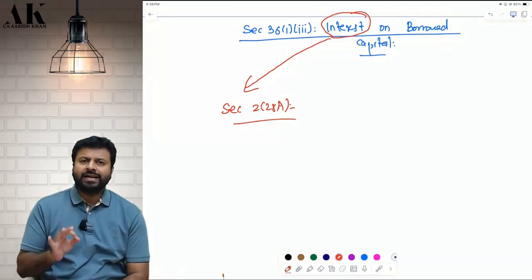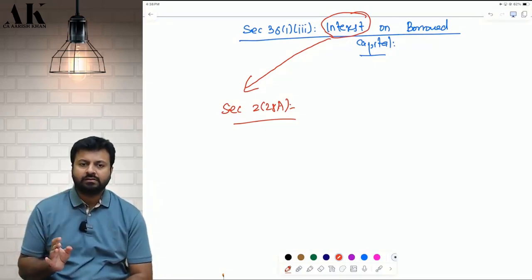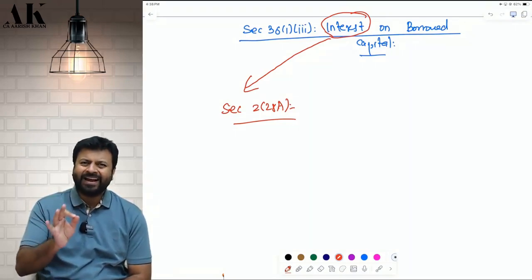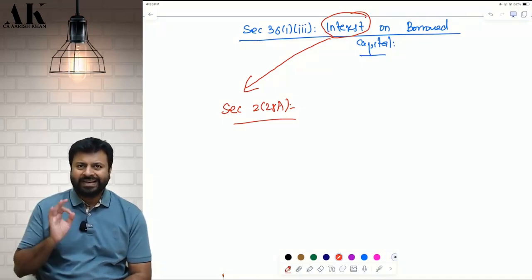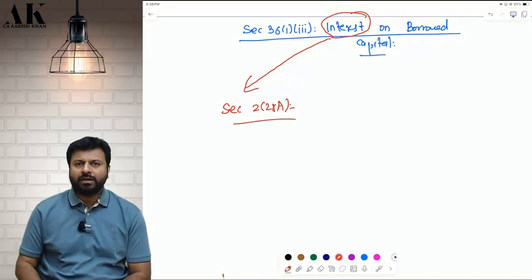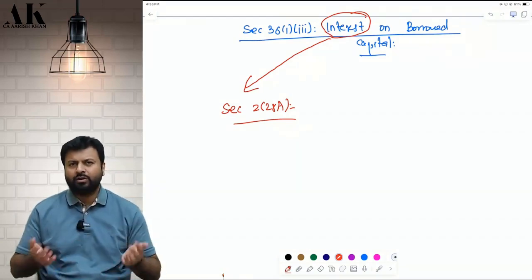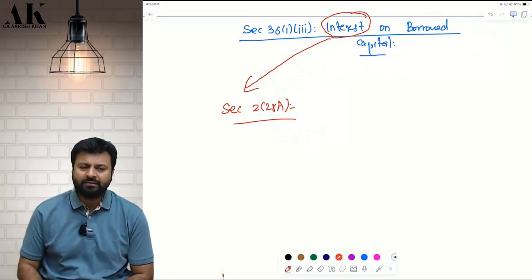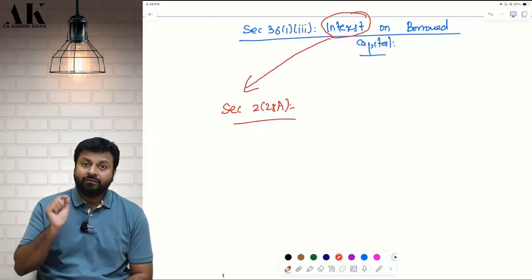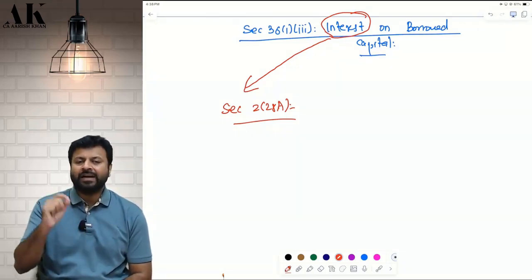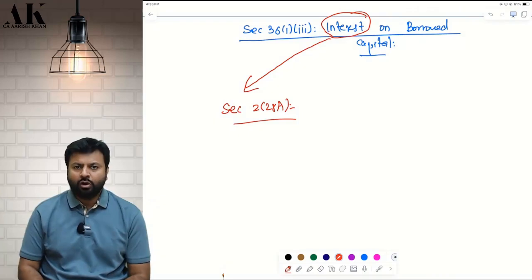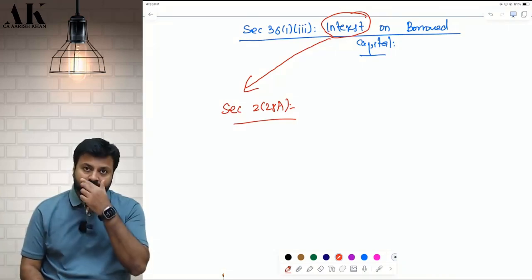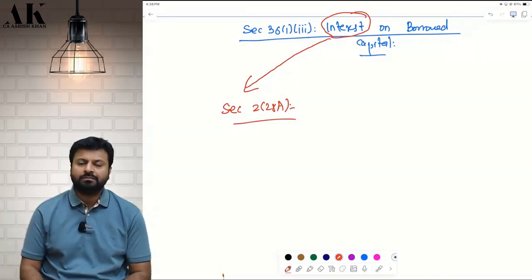The definition says that interest means any kind of interest payable on money borrowed. So interest includes any kind of interest on money borrowed by whatever form. You are borrowing by loan or debenture or any kind of form. Further, it also includes any other charges in relation to money borrowed. So interest not only includes interest, but it also includes any other charges in relation to money borrowed.